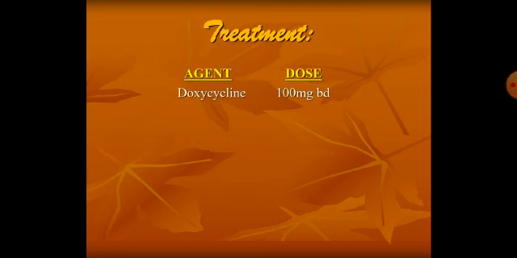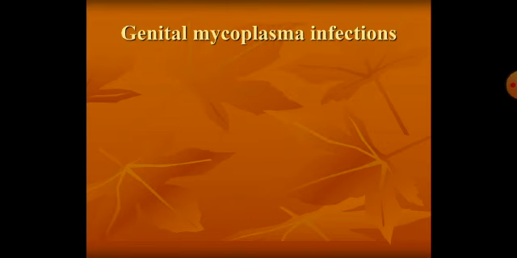Coming to the treatment for Mycoplasma pneumoniae infections, the drug of choice is doxycycline, which is given in a dose of 100 mg twice a day. If the patient is found to not respond to doxycycline, then they give erythromycin, which is given 500 mg 3 times a day. That finishes the topic on Mycoplasma pneumoniae.